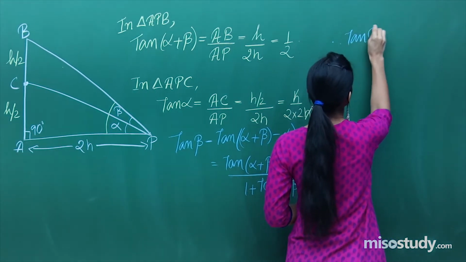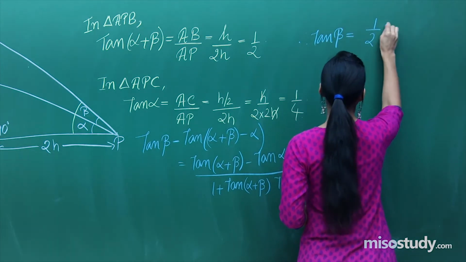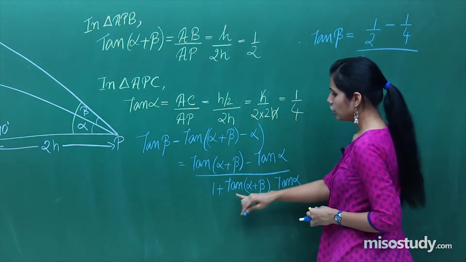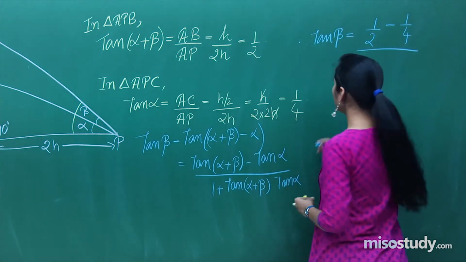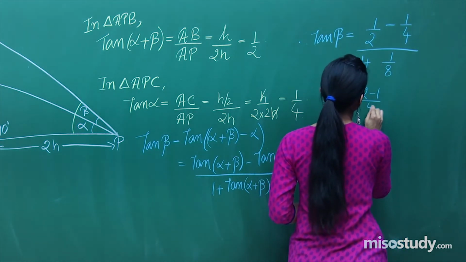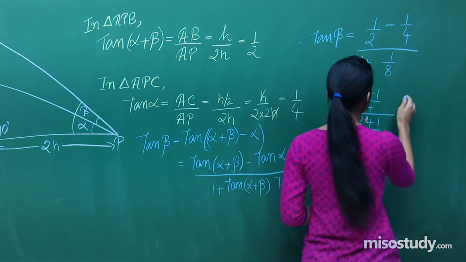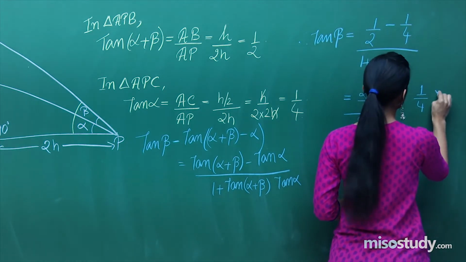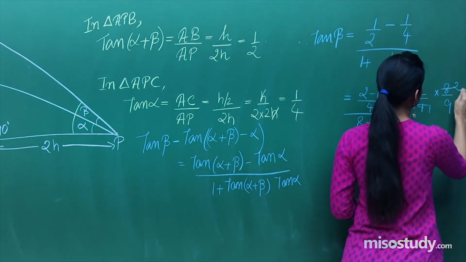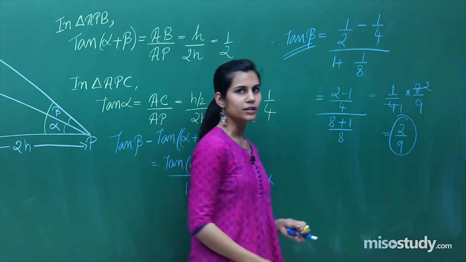What do you get? Tan of alpha plus beta is 1 by 2 minus tan alpha which is 1 by 4, upon 1 plus 1 by 2 into 1 by 4, that's 1 by 8. So you get 2 minus 1 upon 4, whole upon 8 plus 1 upon 8. This gives you 1 by 4 multiplied by 8 by 9, which gives 2 by 9, and therefore tan beta is nothing but 2 by 9.